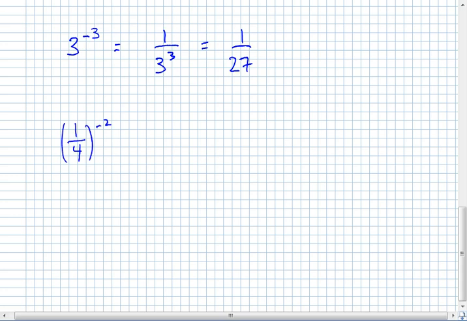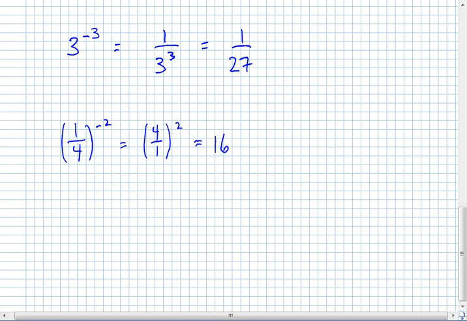1 over 4, all to the power of negative 2. Try and work that out. If you want, use your calculator, see if you can get the answer. I'll give you 3 seconds. So if the negative exponent just means take the reciprocal of the base and then get rid of the negative sign, I do that, I get 4 over 1, which is just 4, squared, which is 16, which is what you should have got on your calculator.